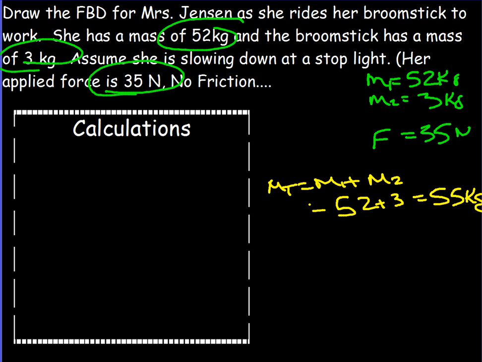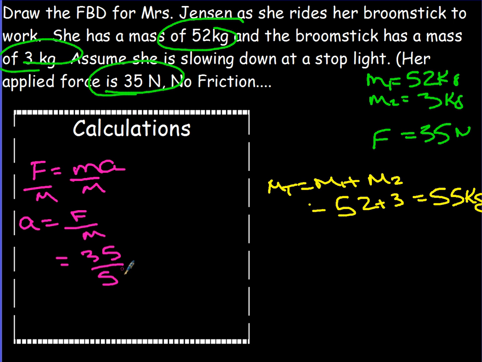Let's look for the acceleration. F equals ma. So to find the acceleration, I need to divide through by mass. So the acceleration is going to be the net force divided by the mass. Now I plug in my numbers. The net force is 35 divided by the mass, which is a total of 55. So I get an acceleration of 0.636 meters per second squared.